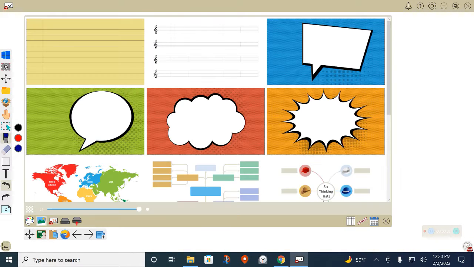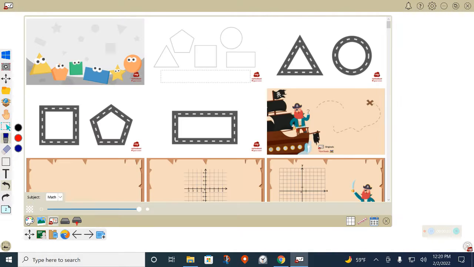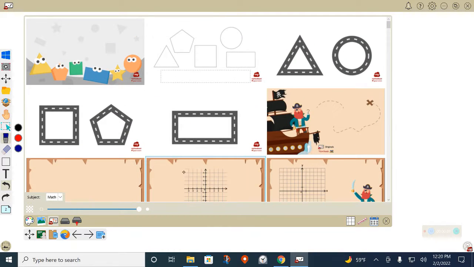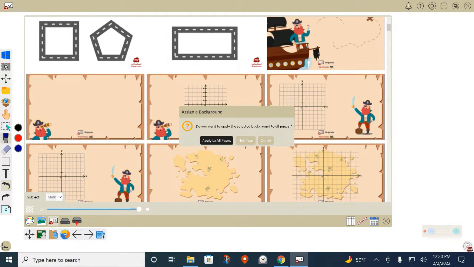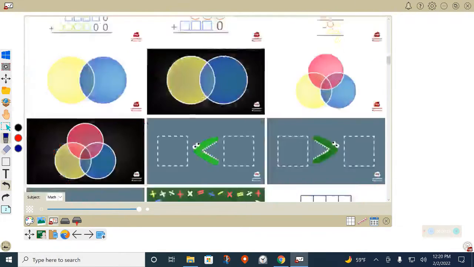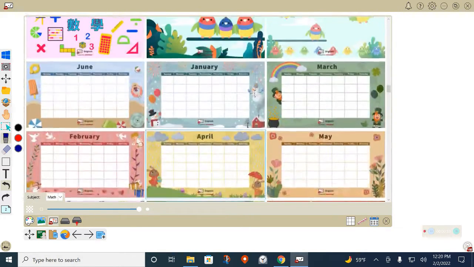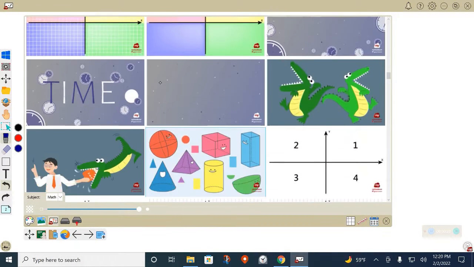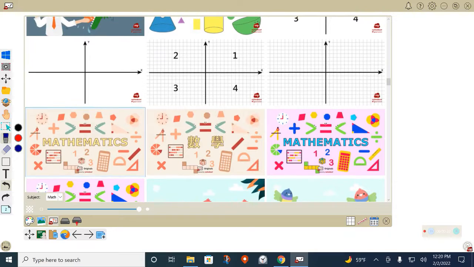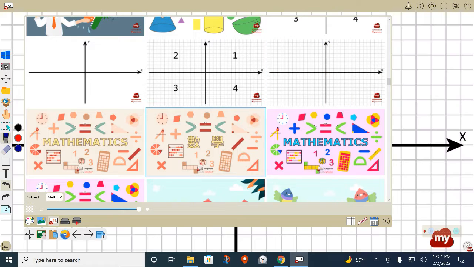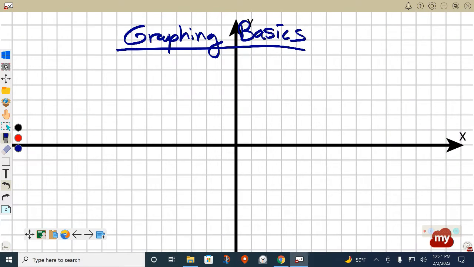Let me get some graph paper for myself. That'll help. There we are. Let's try. Where's that one? A good one. Here we are. That's the one. All pages. All right.